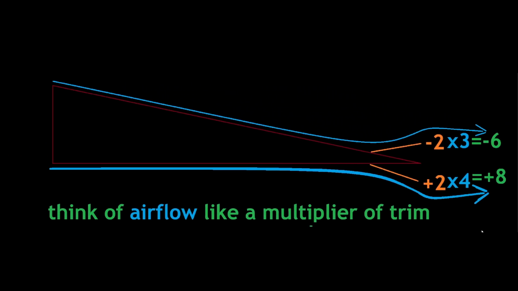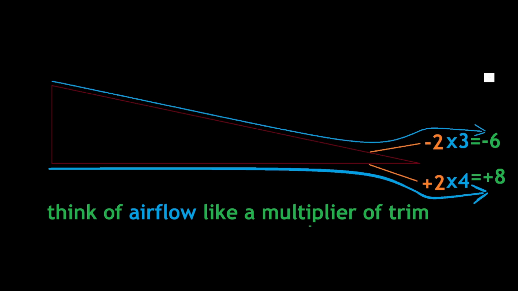So you've got to think of airflow like a multiplier of trim. The faster the air flows across this control surface, it multiplies that deflection value to give you a greater force of change to the aircraft. And the same thing in reverse: if that airflow is slower, you get less of a multiplication factor and less change of force to the aircraft based on the same deflection value. Now that's the basics of trim.